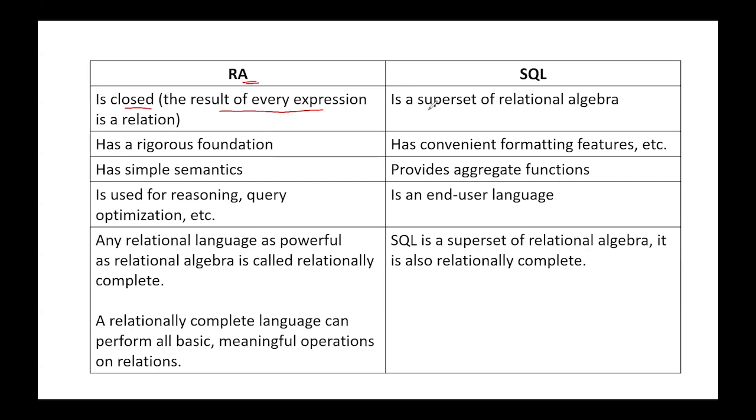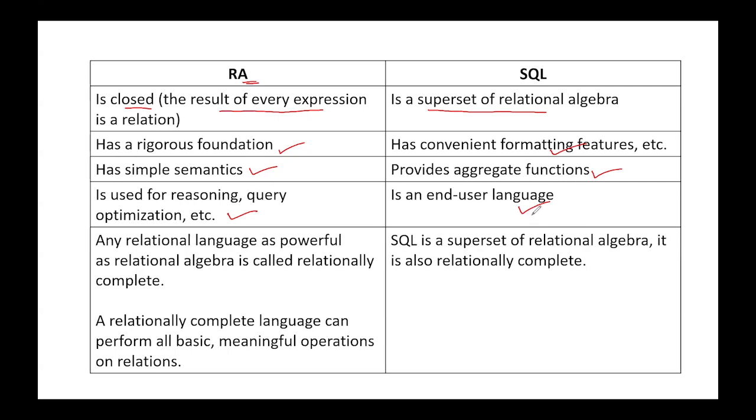But SQL is a superset of relational algebra, so relational algebra becomes a subset of SQL. SQL is vast. Relational algebra has a rigorous foundation. SQL has a convenient formatting feature. So it has its own benefits. Relational algebra has simple semantics, but SQL provides aggregate functions and gives us more complex functions. Relational algebra is used for reasoning, query optimization, etc. SQL is an end user language.